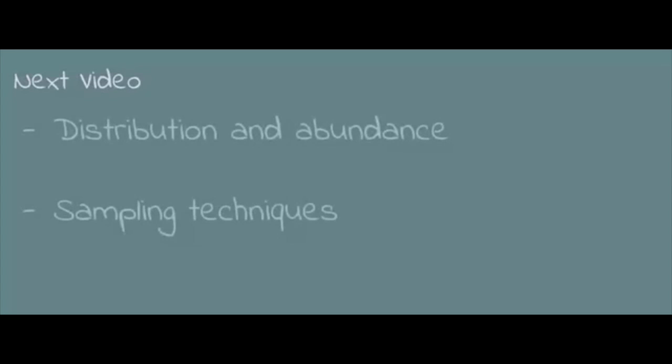That concludes the first video in the preliminary biology series. During the next video, we will look at factors which determine the distribution and abundance of species, and also techniques which are used to make population estimates of species.